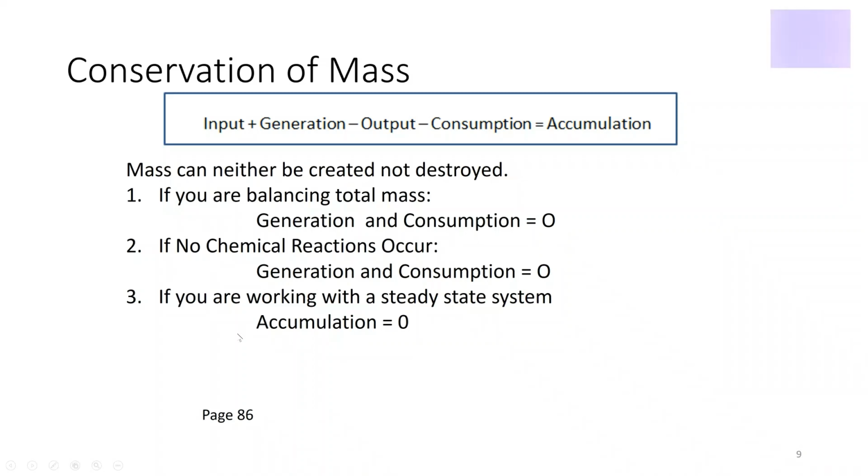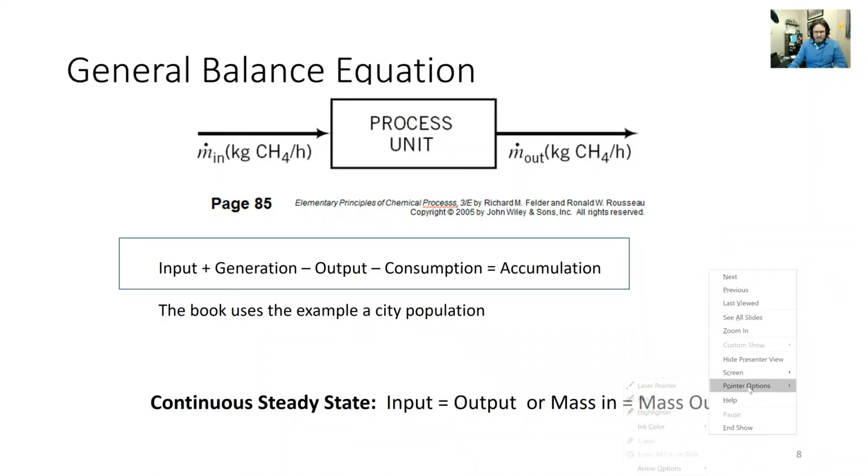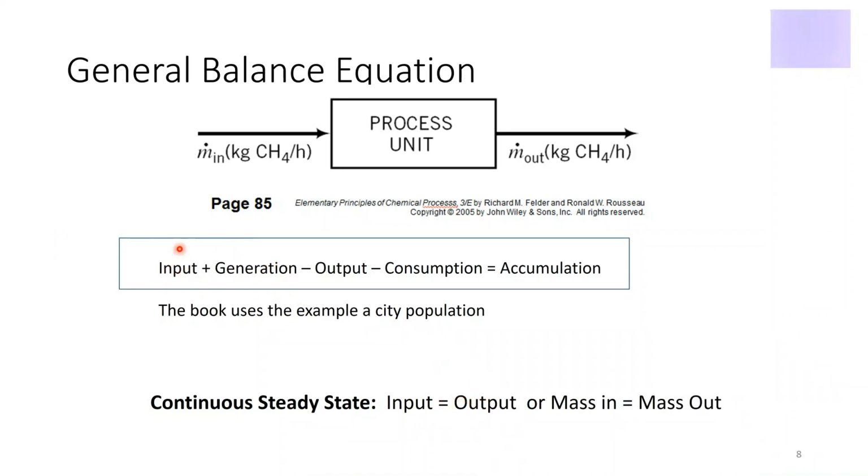And if you're working with a steady state system, accumulation will always equal 0. So we're not accumulating. If the numbers don't work out right, then there's some accumulation. That's an example of identifying loss to your system. So if generation, consumption, and accumulation all equal 0, mathematically input equals output. That's how you get to input equals output from this more complex equation. I'm pointing at it with my hand. You can't see it, I apologize.